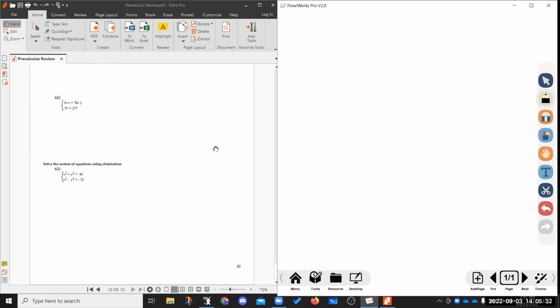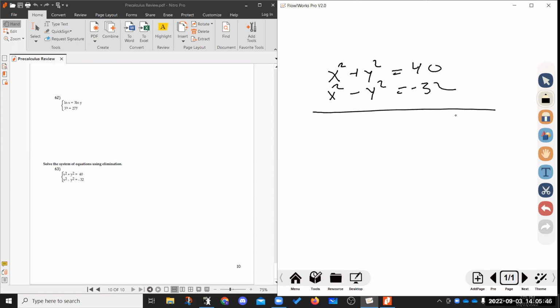Number 63, this is our last one for today. X squared plus y squared is equal to 40. X squared minus y squared is equal to negative 32. So we're going to use addition here because we can do that. 2x squared is equal to 8. X squared is equal to 4. X equals negative 2 or x equals 2. There's no advantage to using one over the other here. I'm going to go ahead and use the first equation.